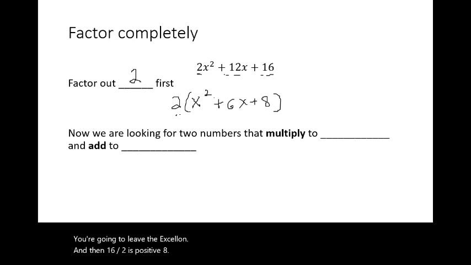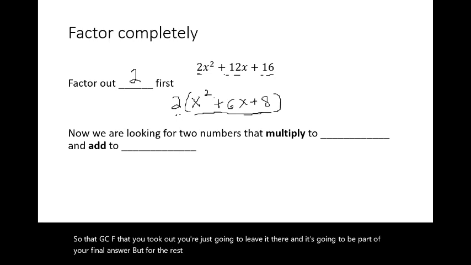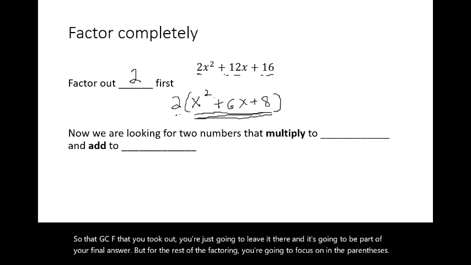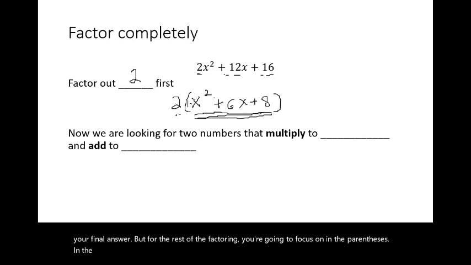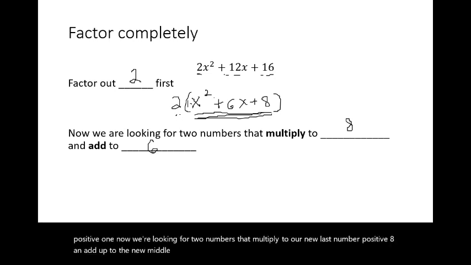So that GCF that you took out, you're just going to leave it there, and it's going to be part of your final answer. But for the rest of the factoring, you're going to focus on what's in the parentheses. Now, what's in the parentheses, the leading coefficient is now 1. So because our new leading coefficient is 1, now we are looking for two numbers that multiply to our new last number, 8, and add up to the new middle number, 6.